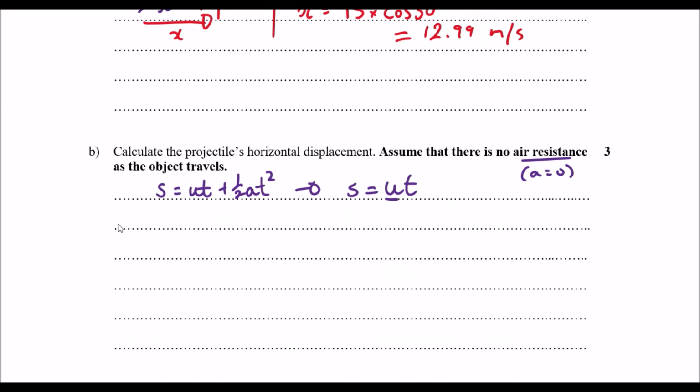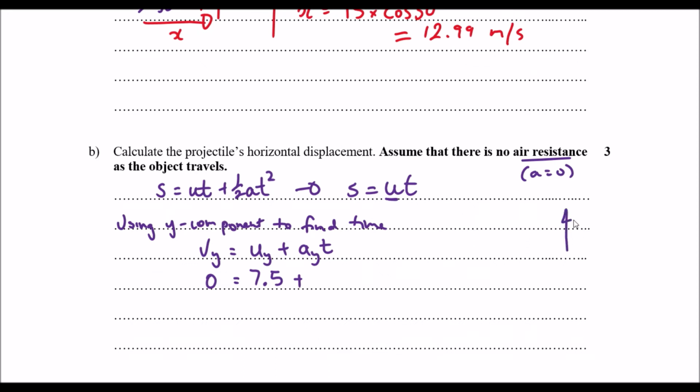So using the y component to find time, we'll label it as Vy equals Uy plus at. I know that Vy is 0. I know that Uy is 7.5. I'm going to say that going up is my positive direction. Acceleration is coming down, so it's going to be negative 9.8 t.